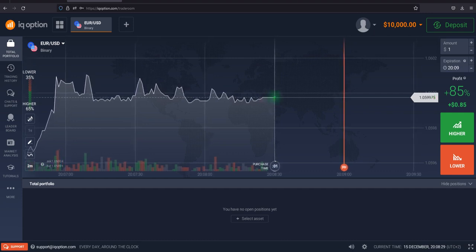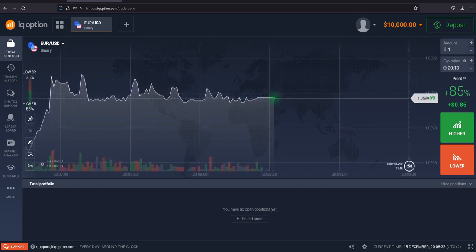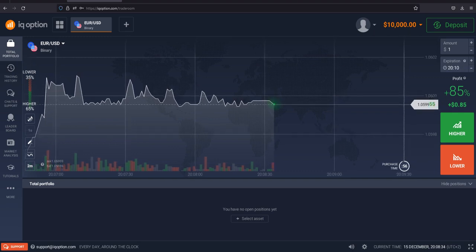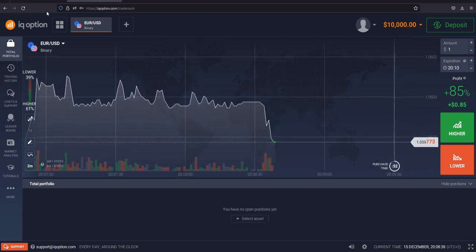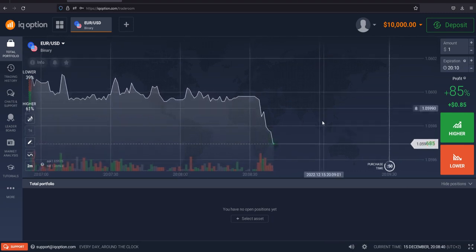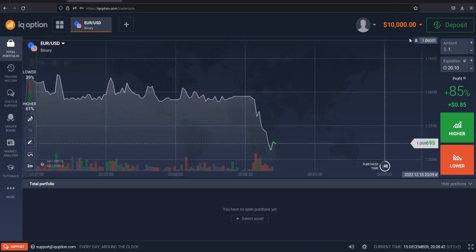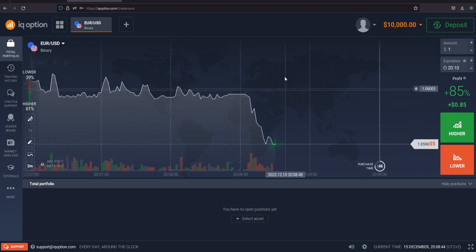Today I'll be sharing with you my special software that I've created, the Noxium iqoption trading robot. As you can see, I'm currently on the iqoption website. I have a demo account. We're gonna have 10k to play around with.